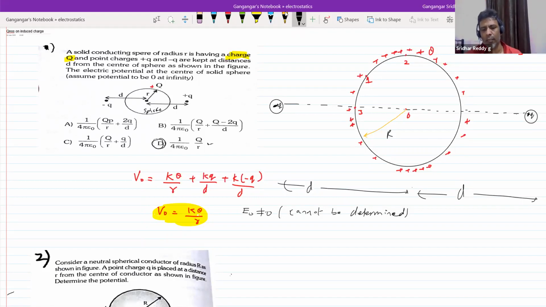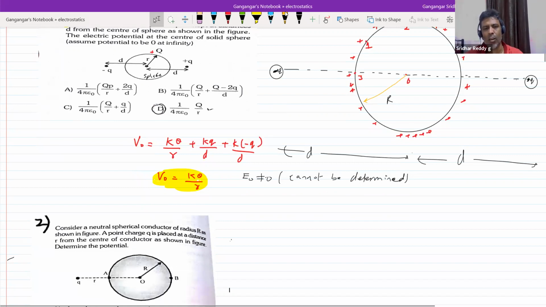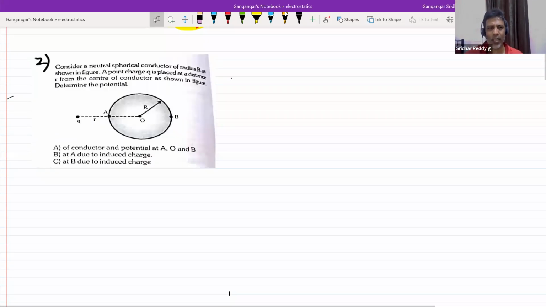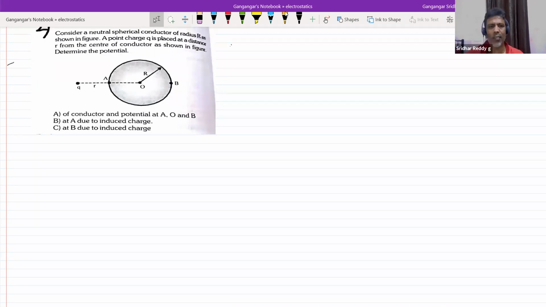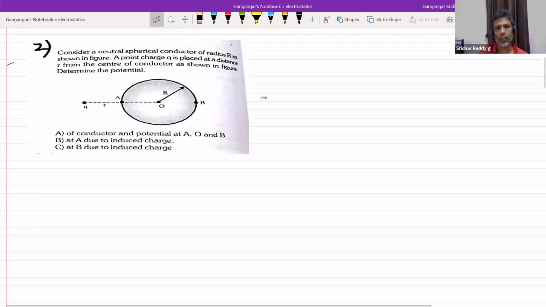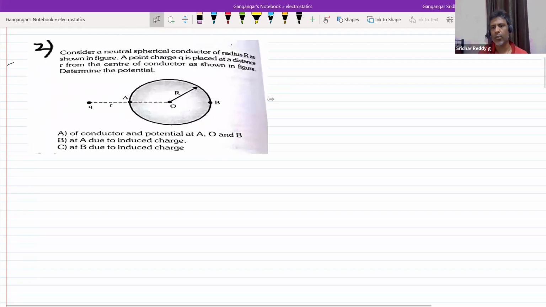Okay, come for the next question. All these are just based on small information. What all we studied, that we have to apply here systematically. Okay, let's come to this. Consider a neutral spherical conductor of radius r as shown in figure. I think some of you are, I'll magnify the diagram. Okay, read the question now.